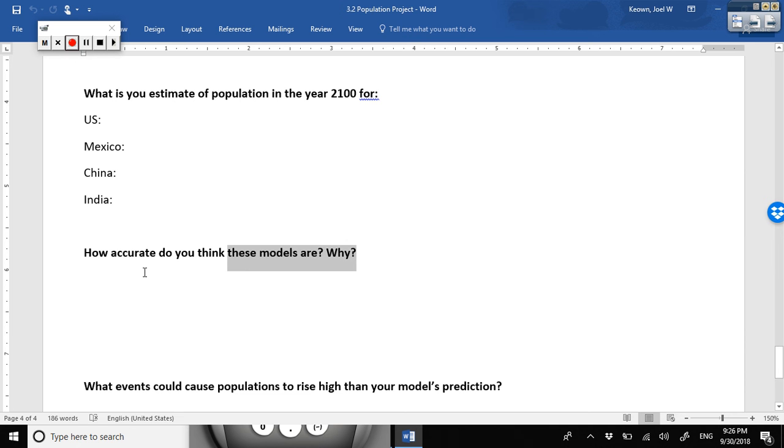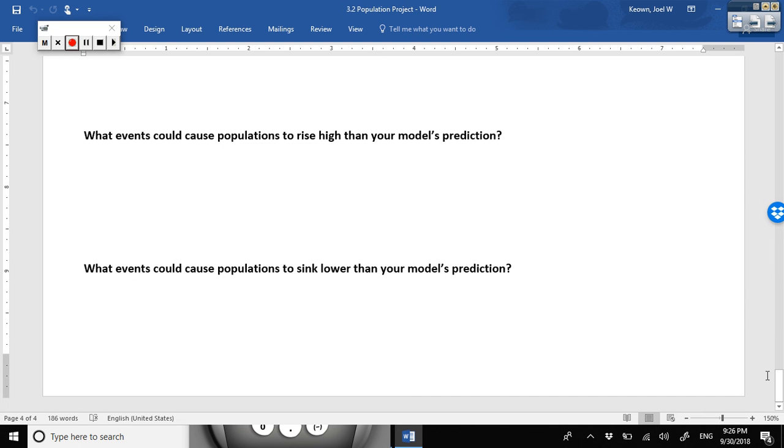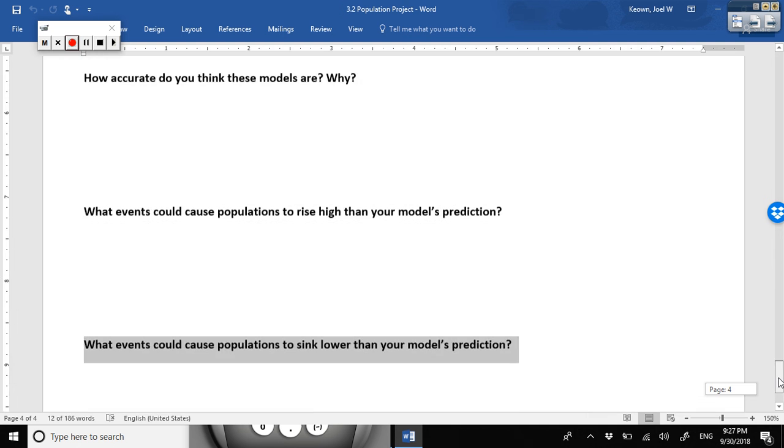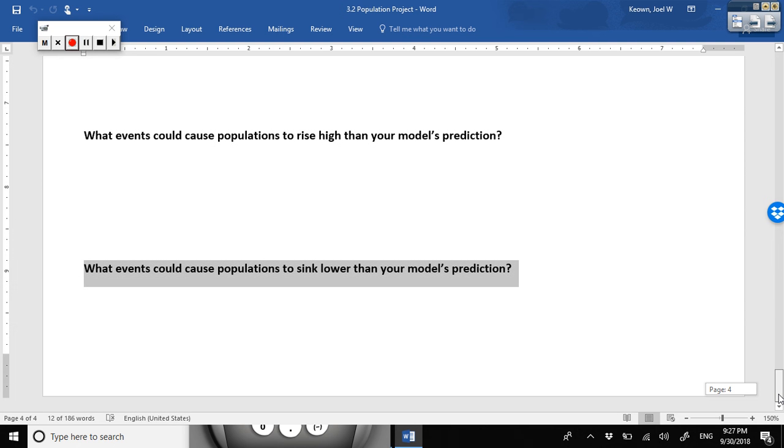So give me some words. Alright, so you have to write a few sentences there explaining how accurate you think they are and why you think they are. What events could cause populations to rise higher than your model's prediction? So think about that one. And then what events could cause the populations to be lower than your model's predictions? Okay, so think about what kind of factors could cause our populations to change to be different than what our predictions are.